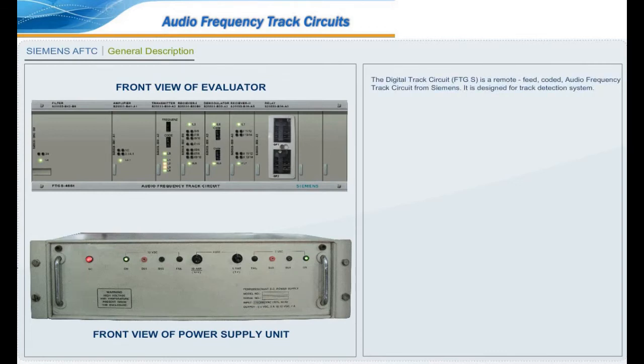The digital track circuit FTGS is a remote feed coded audio frequency track circuit from Siemens. It is designed as a track detection system.